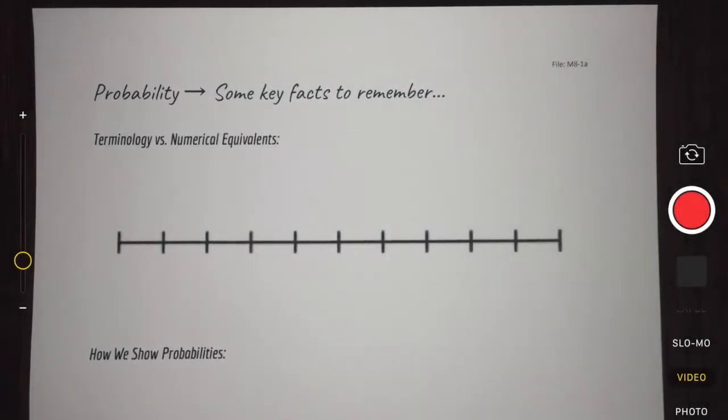Today we're going to take a look at probability. But before we get started on some key concepts, let's take a look back at some key facts that we need to know. First of all, when we're talking about probability, we can use words, decimals, or percentages.